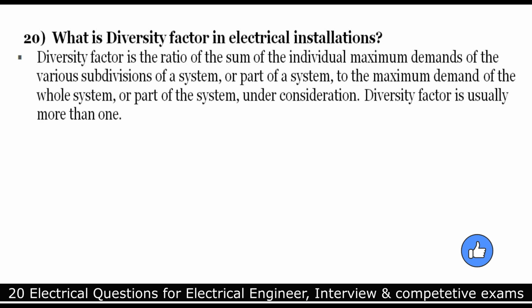Diversity factor is the ratio of the sum of the individual maximum demands of the various subdivisions of a system, or a part of a system, to the maximum demand of the whole system or a part of the system under consideration. Diversity factor is usually more than 1.